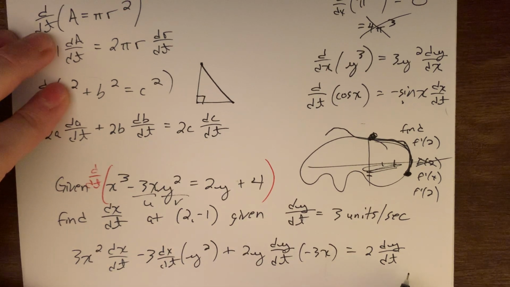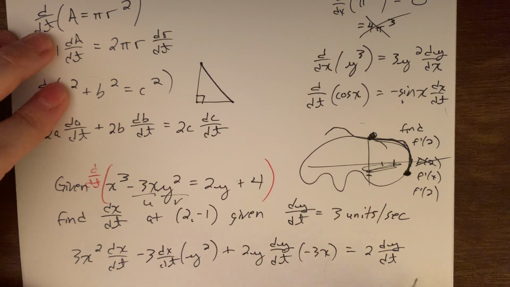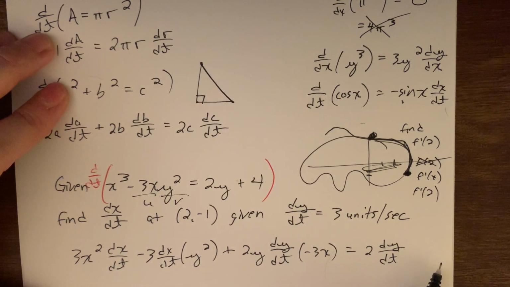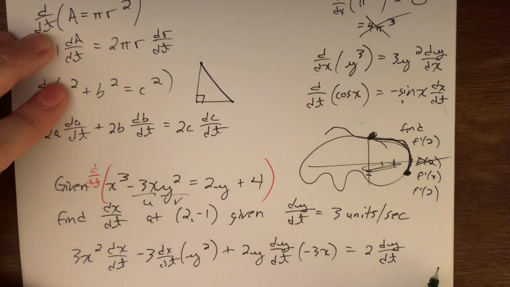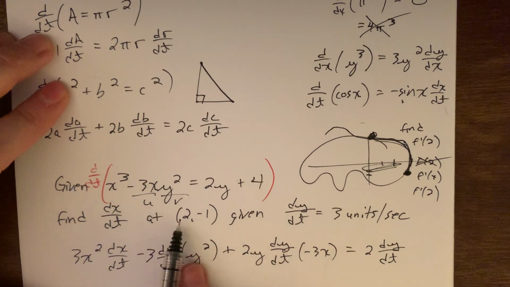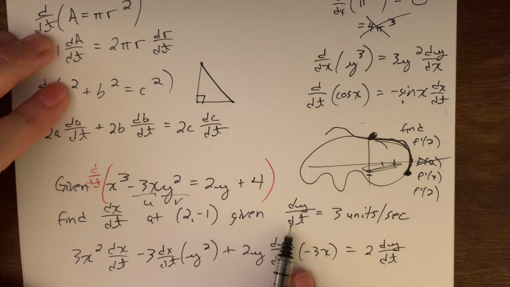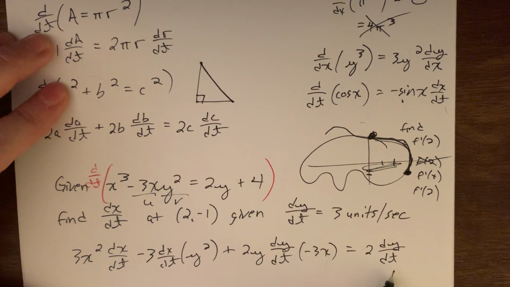Okay, now you could algebraically solve for dx/dt. These two pieces have dx/dt. This does not. Move it to the other side. You could do similar things that we did with dy/dx, but here's where we can take advantage. This is a given x, this is a given y, and that is what's going in for dy/dt.